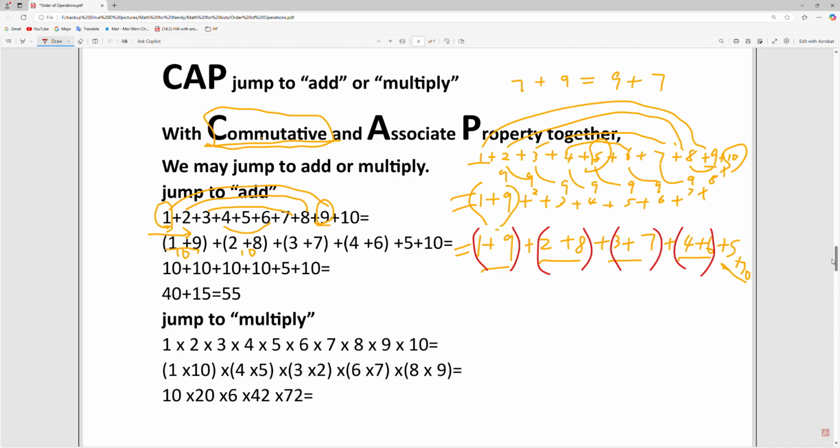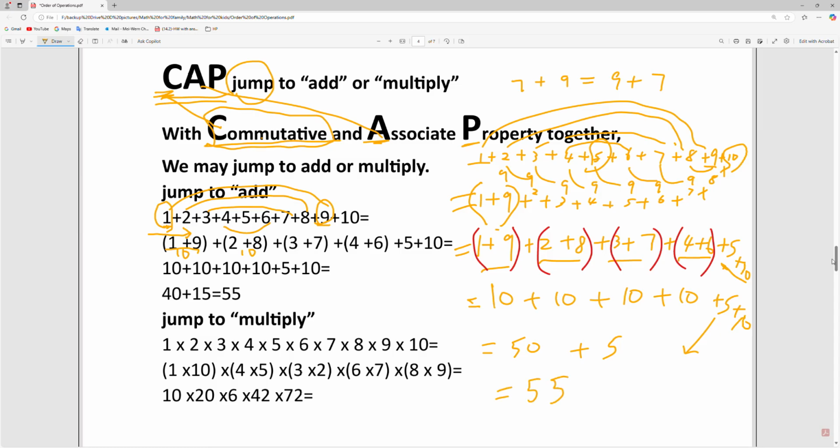Then what do we have now? Do you think by using jump property, or I created my own name, CAP, C-A-P, commutative property, associative property. Okay, so I have 10 plus 10 plus 10 plus 10 plus 5 plus 10. How many 10s do I have here? I have 50 and plus 5. Then I can easily calculate. 1 plus 2 plus 3 plus 4 plus 5 plus 6 plus 7 plus 8 plus 9 plus 10 equals 55.